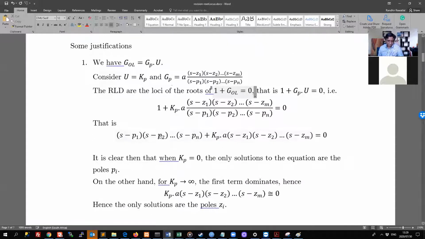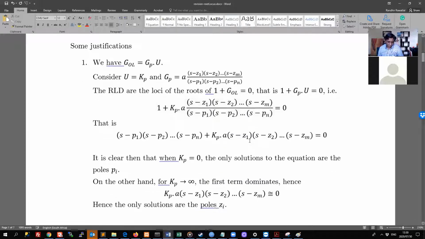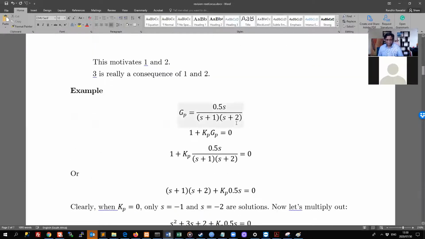Okay, so I'm not deriving it fully here. But in fact, maybe let's jump into an example first, and then we'll come back to understanding what we're saying here. So here's an example. I'm just arbitrarily picking this easy transfer function. So GP = 0.5s over (s + 1)(s + 2). And so that's the process itself. And then we are considering adding in proportional control. So that's Kp times that. And here we are just substituting for GP.